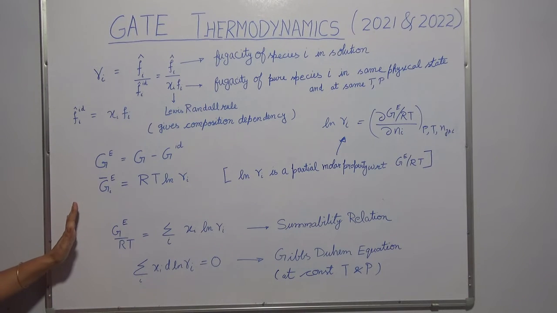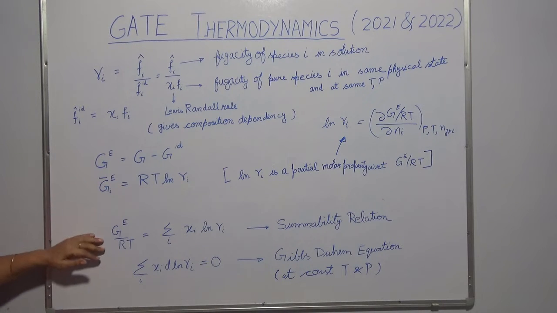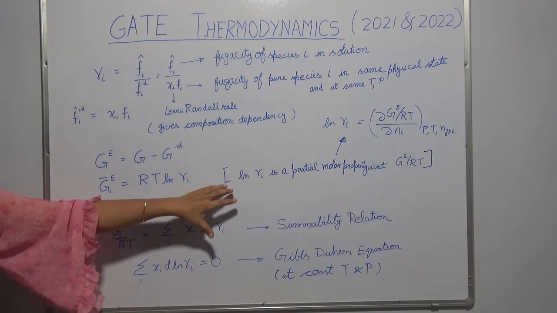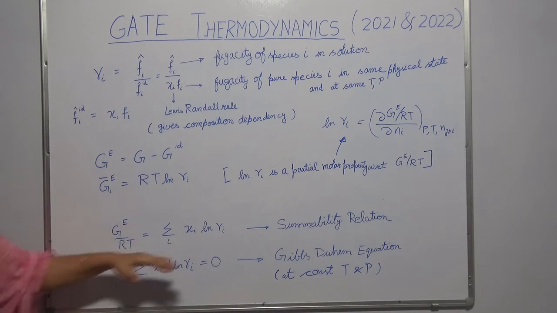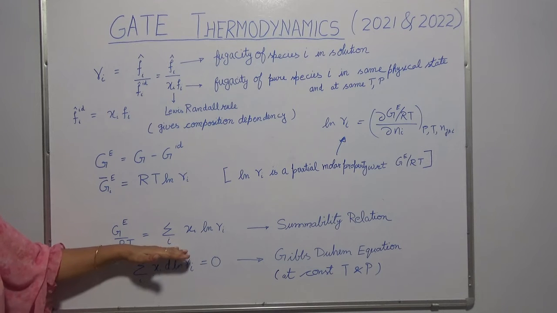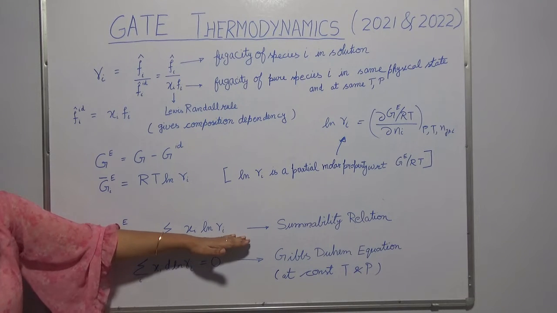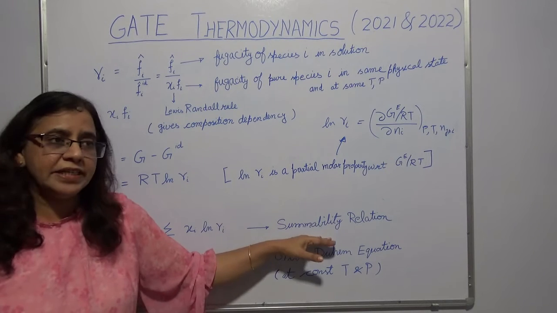You have already derived this in your basic thermodynamics course: if it is a partial molar property, then from the partial molar property you can find the solution property. How can you find it? By summing over all xi. The summation over i of xi ln gamma i will give you the solution property, and this is known as the summability relation.